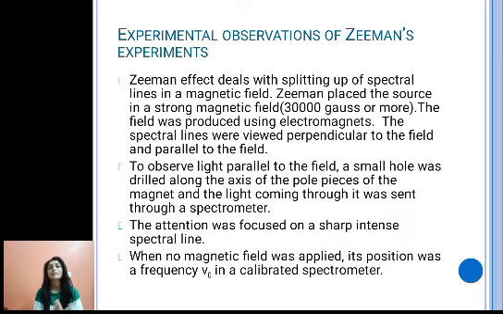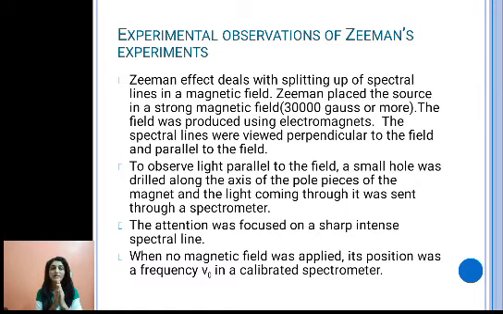Now, what were the experimental observations of Zeeman's experiment? The Zeeman effect deals with the splitting of spectral lines in a magnetic field. When we talk about the magnetic field here, we mean a strong magnetic field. How strong? 30,000 Gauss or more. So the magnetic field applied in the Zeeman effect should be 30,000 Gauss or more, and the field was produced using electromagnets. The spectral lines were viewed perpendicular to the field and parallel to the field. When you view perpendicular to the field, you can see three components. When you view parallel to the field, you can see only two components.